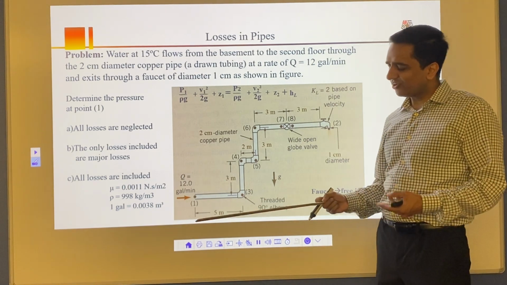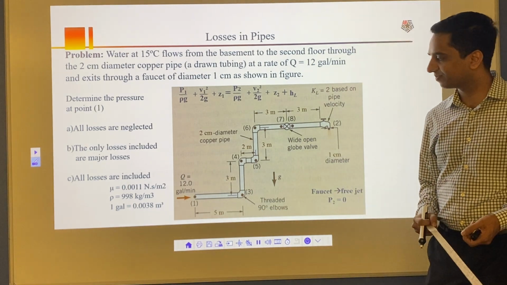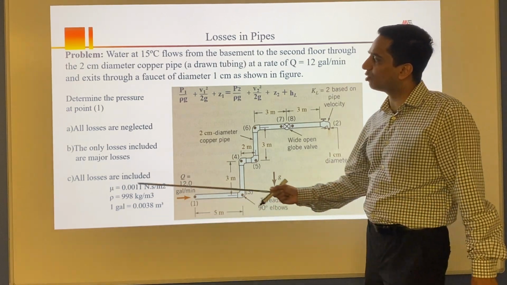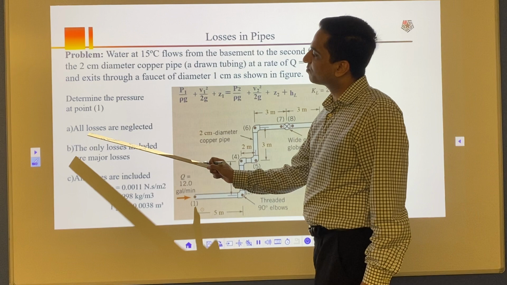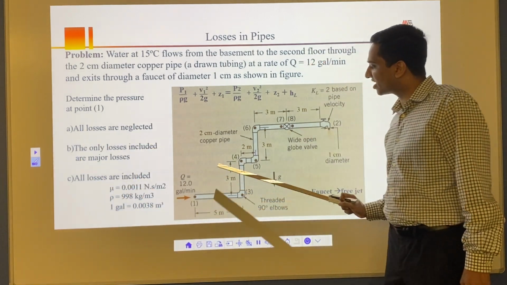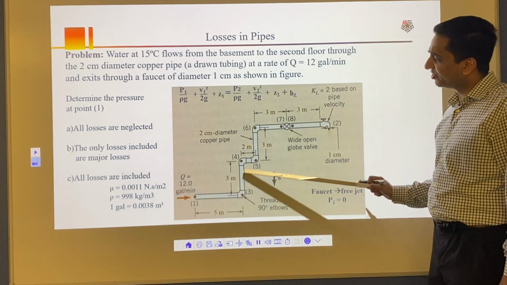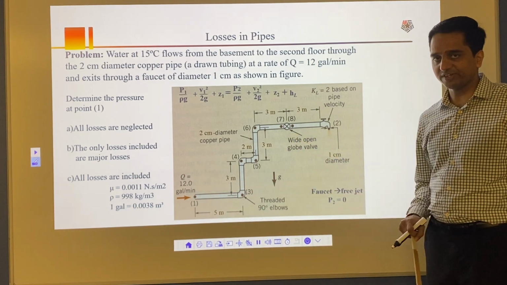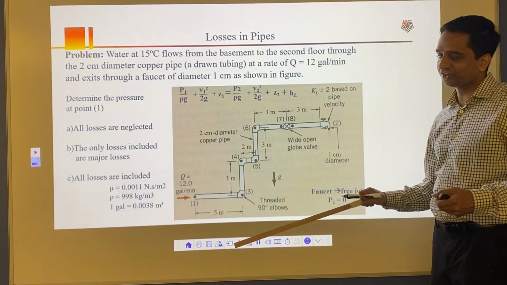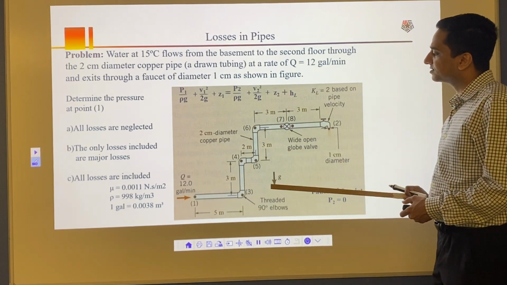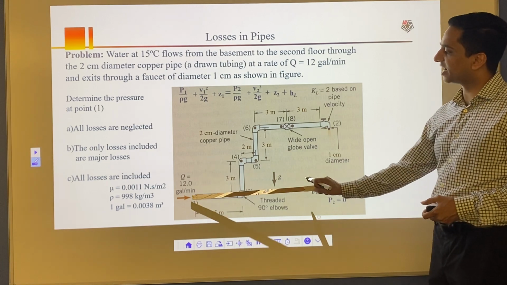So if we assume perfect conditions, no friction loss, no kinetic energy loss, we want to know what the pressure at point 1 is when all losses are neglected. If there are no losses, what should be the pressure? Then when only friction loss is included, what should be the pressure? And then all losses, that's friction loss plus kinetic energy loss, major loss plus minor loss. If all that is included, what should be the pressure at point 1?